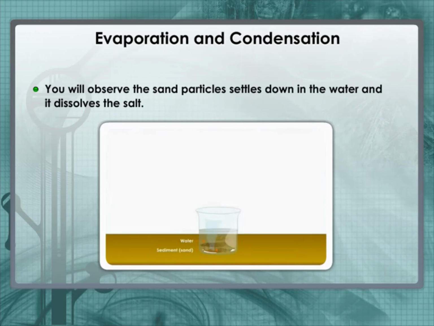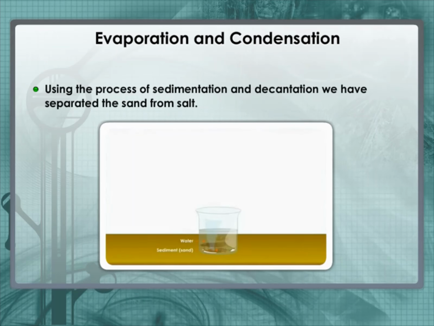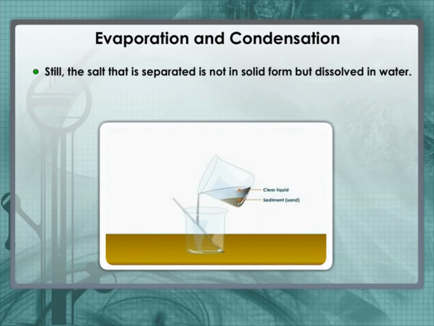You will observe the sand particles settle down in the water and it dissolves the salt. Now, the clear liquid above the sediment is poured out to another beaker by using the process of decantation. Using the process of sedimentation and decantation, we have separated the sand from salt. Still, the salt that is separated is not in solid form but dissolved in water.